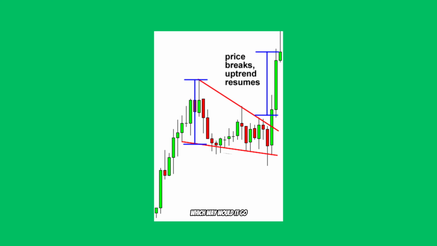Which way would it go? See how the price broke to the top side and went on to climb higher? If we placed an entry order above that falling trend line connecting the pair's highs, we would have been able to jump in on the strong uptrend and caught some pips. A good upside target would be the height of the wedge formation.